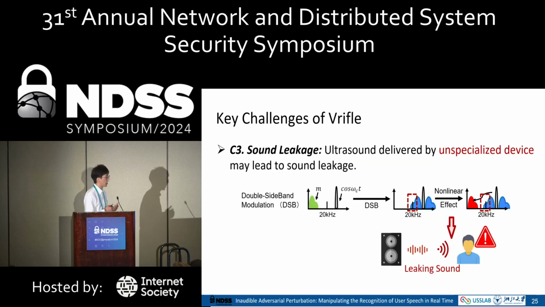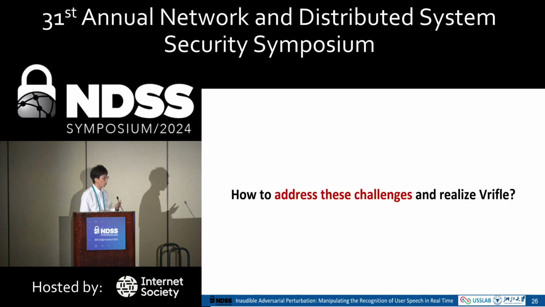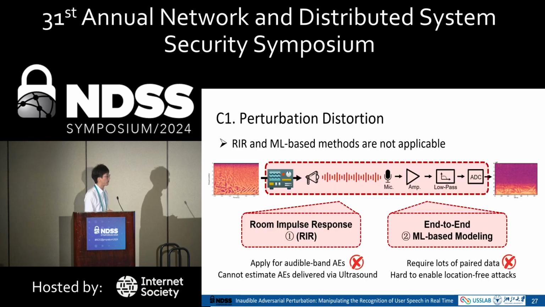And the third challenge is, traditional double sideband modulation carries a wide frequency range, while the sound leakage will occur in an unspecialized device like everyday life loudspeakers, which are designed to deliver a low-frequency sound instead of the ultrasound. So how can we address these challenges and realize VRIFLE?